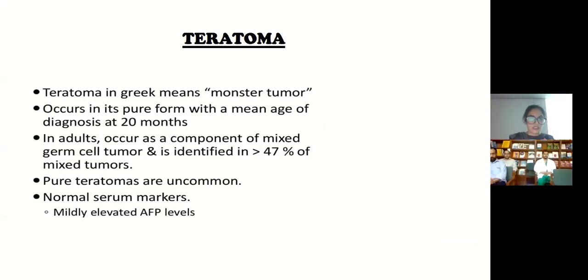Teratoma in Greek means monster tumor. It occurs in its purest form in children, with a mean age of diagnosis at 20 months. In adults, it occurs as a component of mixed germ cell tumor and is identified in more than 47% of mixed tumors. Pure teratomas are uncommon, and the serum marker that is elevated is AFP, which is mildly elevated.